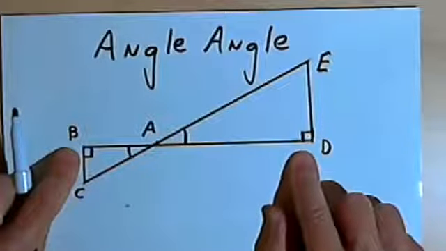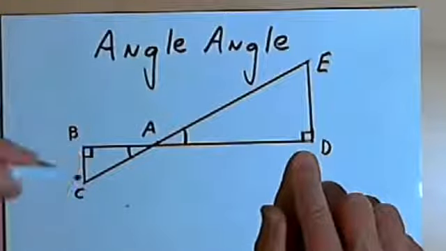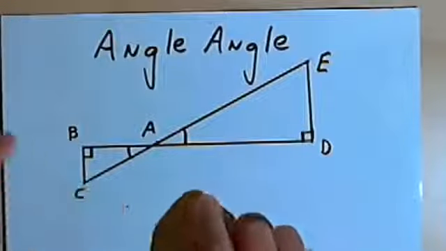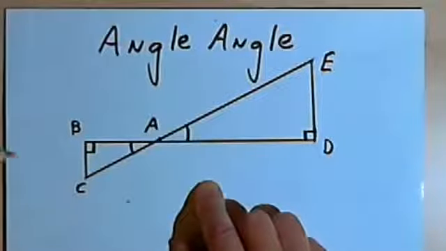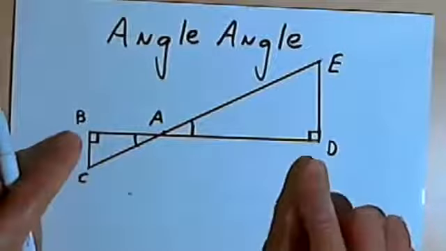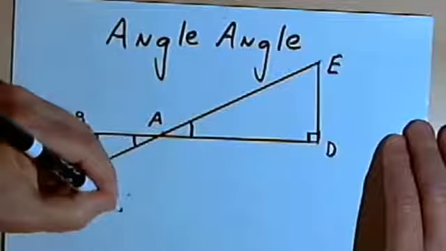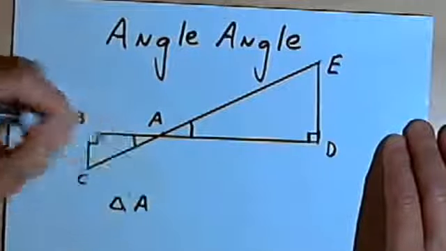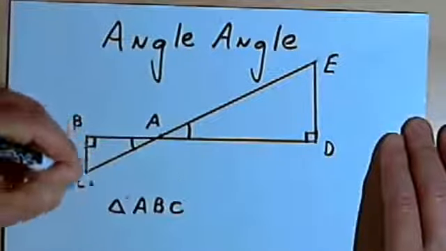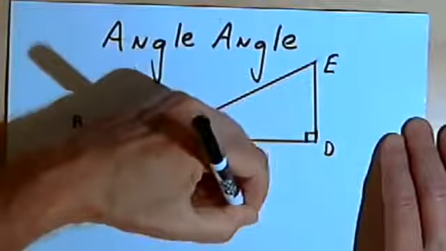Now, looking at the two triangles, I see they also have corresponding right angles, angle ABC and angle ADE. So I've got two pairs of corresponding angles that are congruent. The two vertical angles are congruent, and the two right angles are congruent. So these two triangles must be similar. Triangle ABC is going to be similar to triangle ADE.